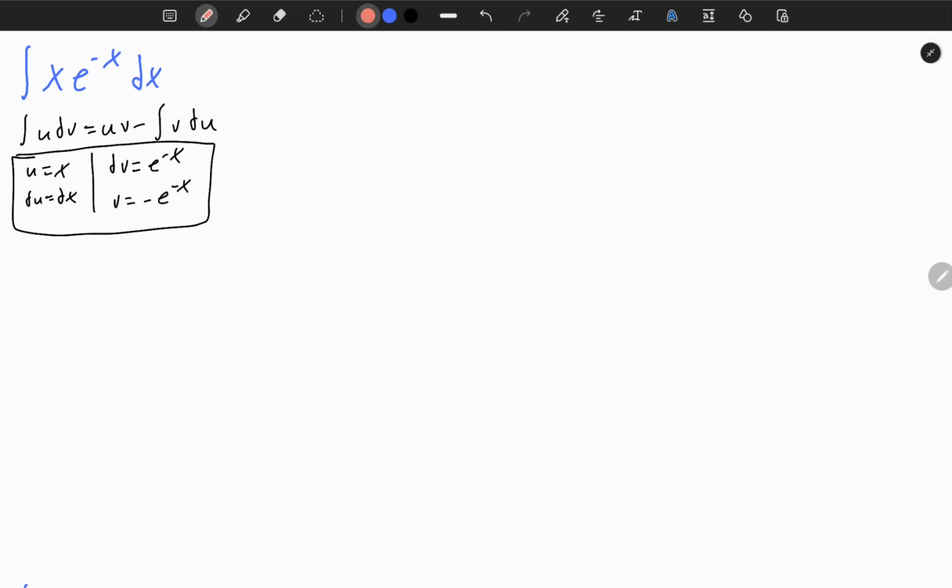Now, you might be asking yourself, okay, well, what happened here? So let's split this problem up for a bit. Let's focus just on the integral of e to the negative x dx. We're going to be using u substitution here. So u will equal negative x, du will be negative dx. Now there's not a negative here.